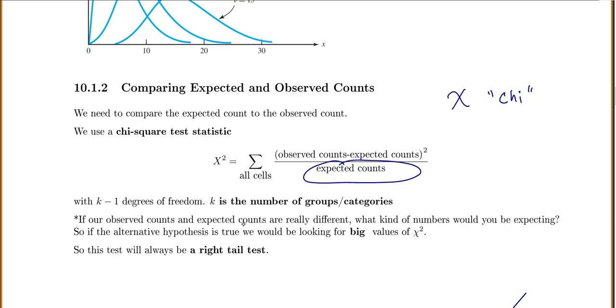So if our observed counts and expected counts are really different, what kind of numbers would you be expecting? Well, observed counts minus expected counts, if they're really different, that will give me big numbers. So if our alternative is true, that our percentages are off, we'd be looking for big values of chi-squared. So this test will always be a right tail test. Every other time we've looked at our alternative to decide which tail it will be, but this one will always be a right tail test, because if our percentages are wrong, we'll get big differences. So we'll be looking for big values of chi-squared.